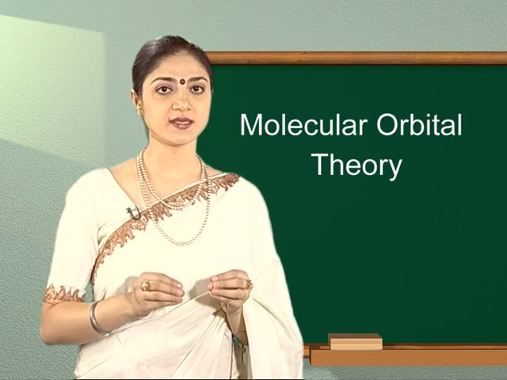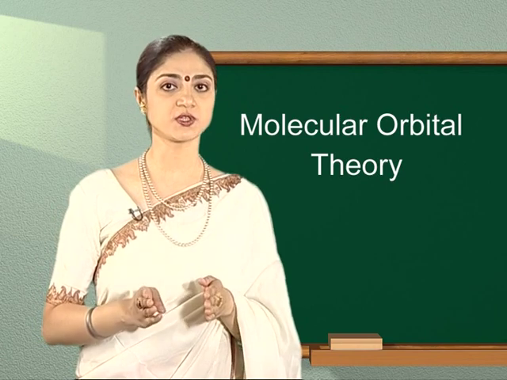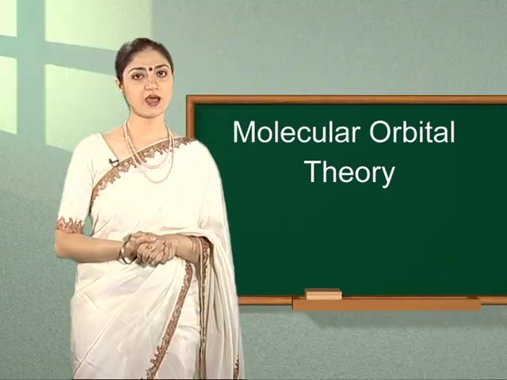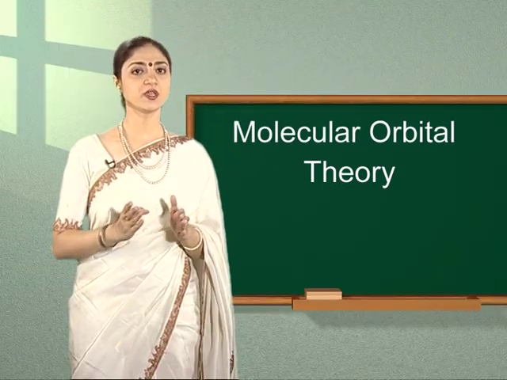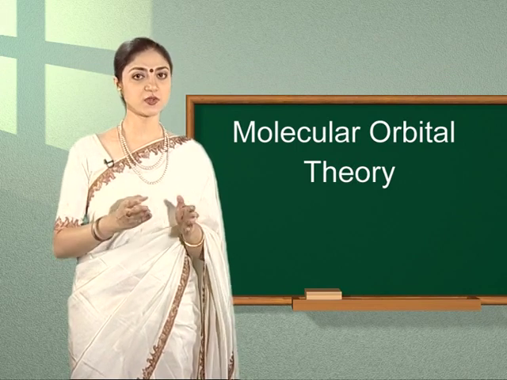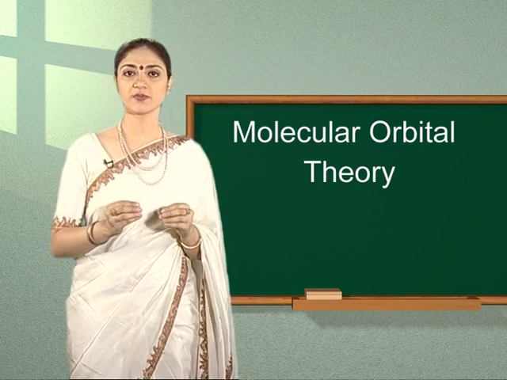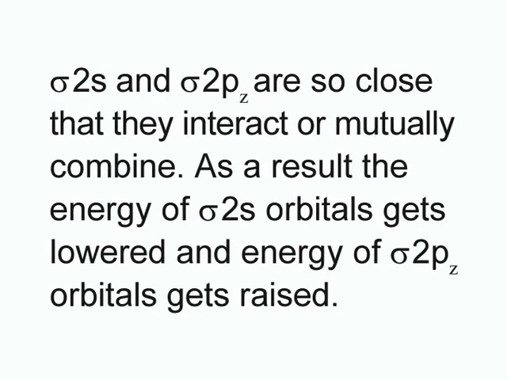Its reason is the energy difference between 2s and 2p orbitals is quite large. However, from lithium molecule to nitrogen molecule, the energy difference between 2s and 2p orbitals is very small, and molecular orbitals sigma 2s and sigma 2pz are so close that they interact or mutually combine.